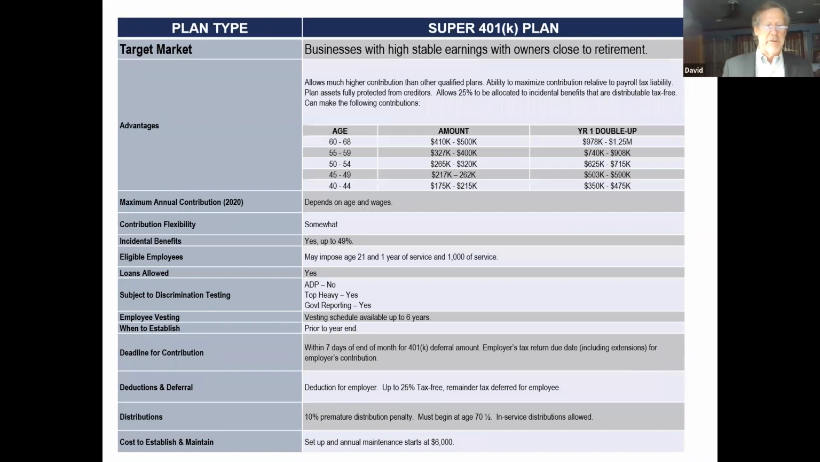So this is a combination of several plans working together. But as you can see by the amounts that you can put into this, it is significantly higher than what you would probably ever see being able to put into a defined benefit plan or a 412(e)(3) plan.